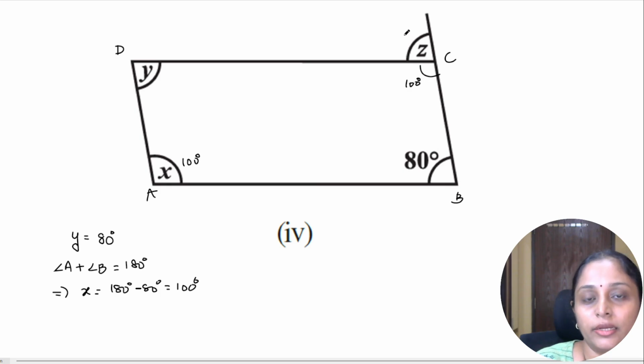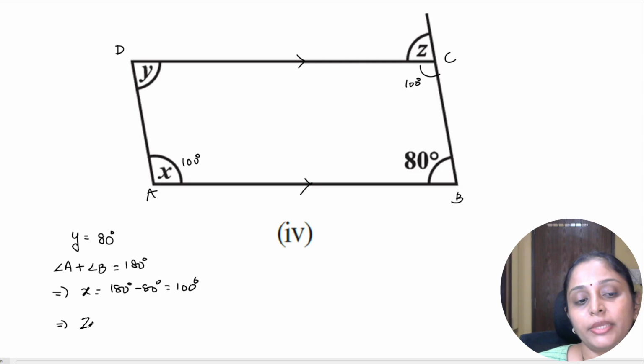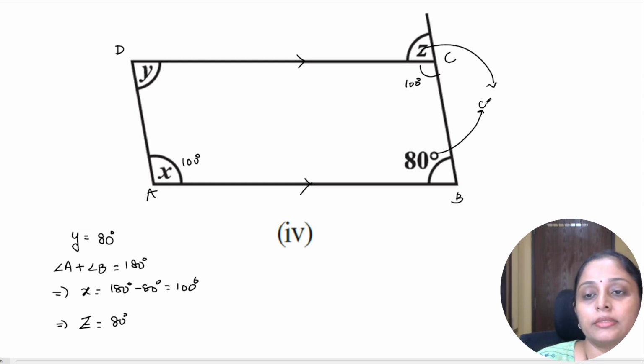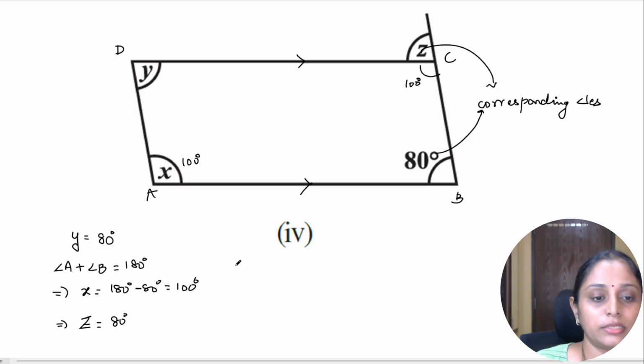Therefore, this has to be 80 degrees because it's a linear pair, and the sum of a linear pair has to be 180 degrees. Or another way of looking at it is, these two are parallel and you consider BC as transversal, then Z and 80 are corresponding angles, therefore they have to be equal. That means Z is equal to 80 degrees. These two angles are corresponding angles. Correct? So that's about the fourth one.